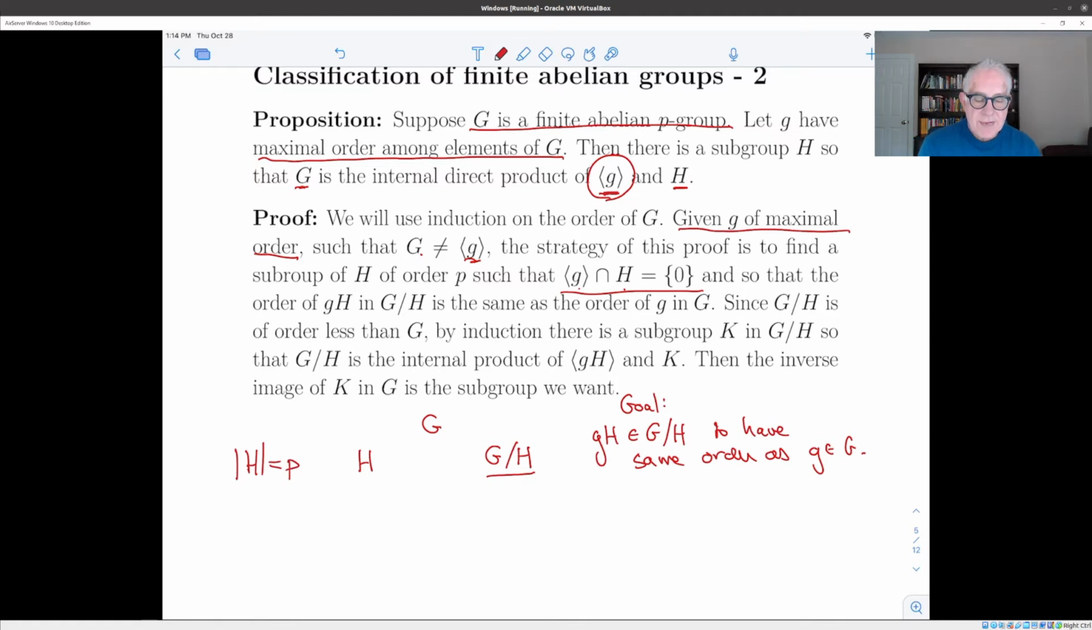So what that's going to tell us is that by induction, we can split G mod H as the cyclic subgroup generated by gH and some other subgroup, which we don't know what it is. And from that, we're going to show that you can reconstruct, I guess maybe the best word would be to lift these things back. This subgroup is really a subgroup of the factor group. You can find a subgroup in G, which when you mod out by H gives you this decomposition, and then that subgroup is the one that you want. So that's more or less the strategy.